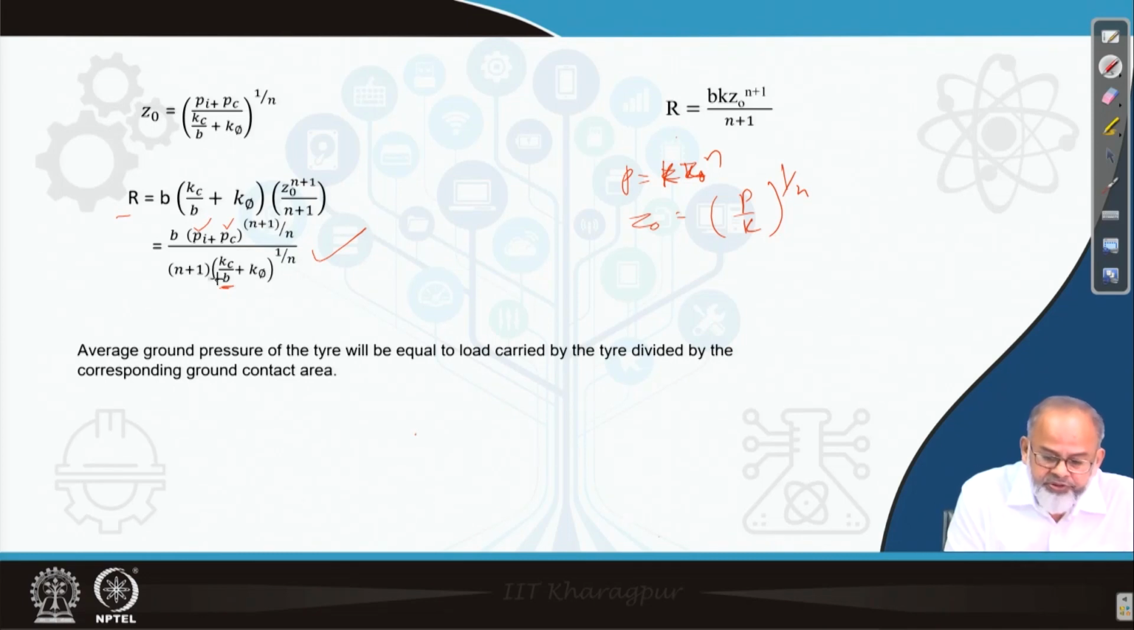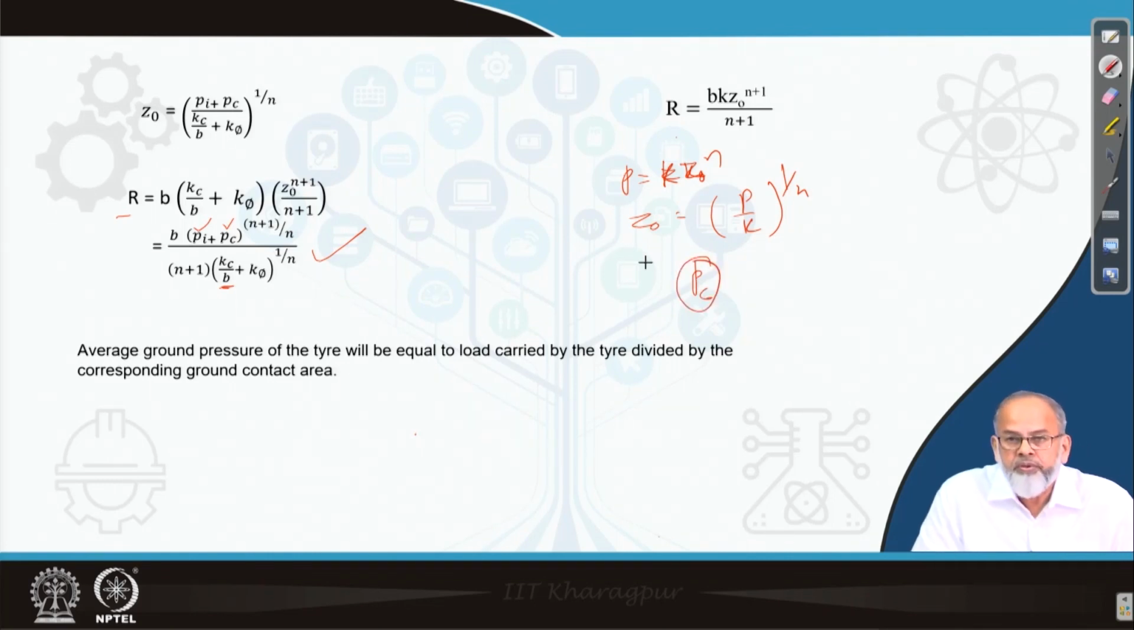the problem associated with this Pi plus Pc is it is difficult to measure Pc because it varies with load, it varies with type of tire, it varies with inflation pressure. So, what Baker has suggested is instead of Pi plus Pc, you can take ground pressure Pg. This ground pressure value is available from the tire manufacturer's data. So, it will be easier for us to calculate.